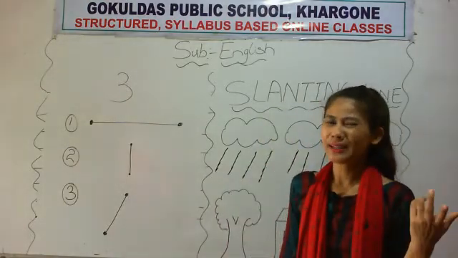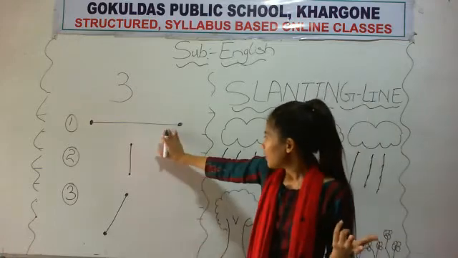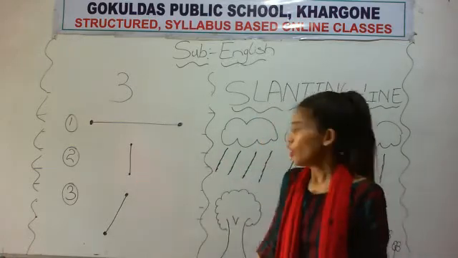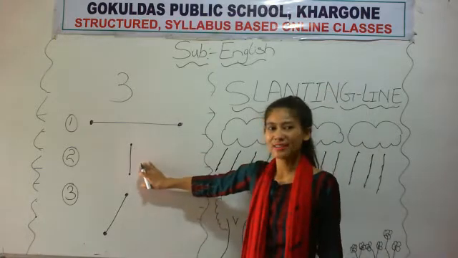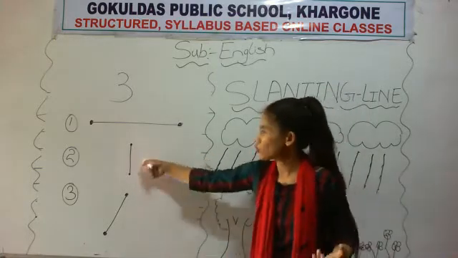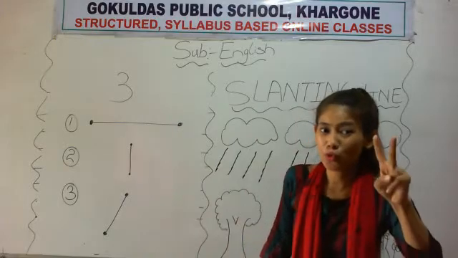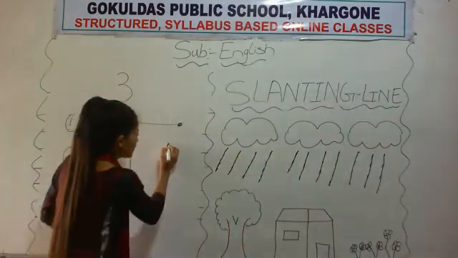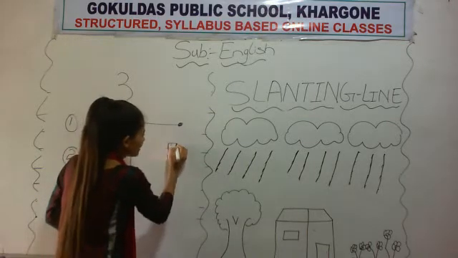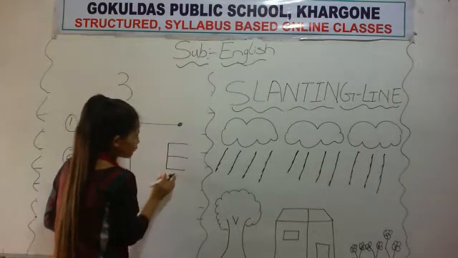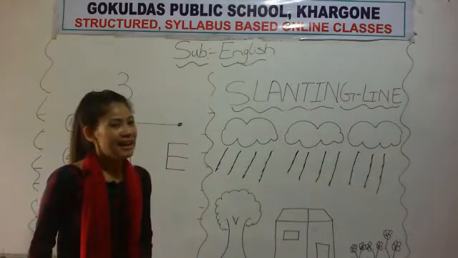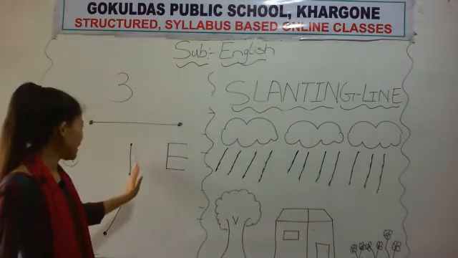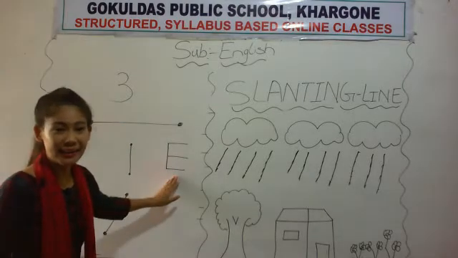We have cleared the concept of sleeping and standing lines, right? I think you know now, no? Yes, right? You know the sleeping line and standing line. So now with the help of these two lines, you have learned two letters. One: sleeping line, standing line, sleeping line, sleeping line, sleeping line. Which letter is this? This is letter E. With the help of sleeping line and standing line, we have made letter E.